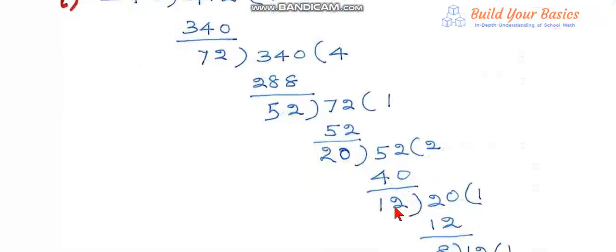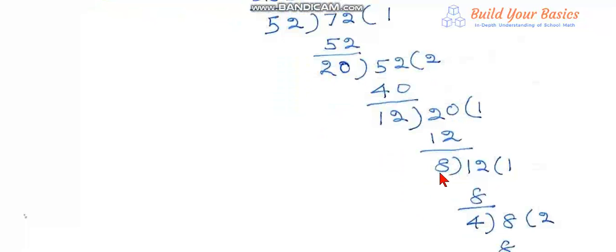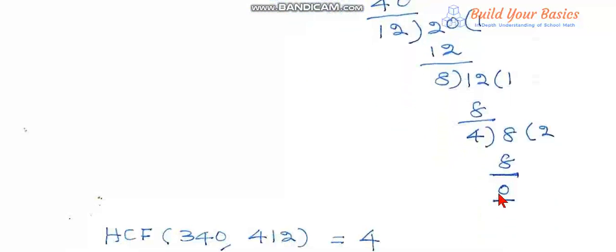The remainder is 12. So this 12 divides 20. The remainder is 8. This remainder 8 divides 12. Remainder is 4. This remainder 4 divides 8. We get remainder 0. Since the remainder is 0, the division stops. The last divisor 4 is the HCF of the given numbers.